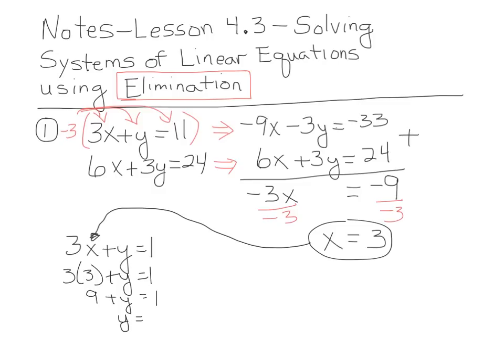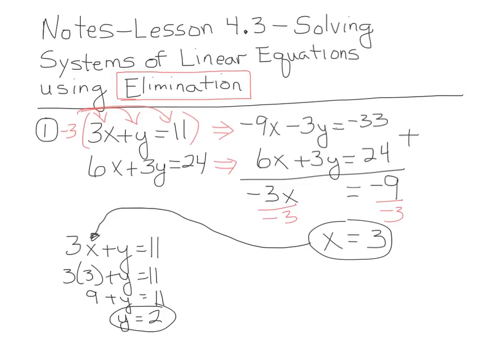Y will equal, if I subtract 9 from both sides, whoops, that's not 1, is it? That's not supposed to be 1, that's supposed to be 11. So I can fix that. 11, 11, 11. And now, like I said, subtract 9 from both sides. 11 minus 9 is 2. So I have my solution.